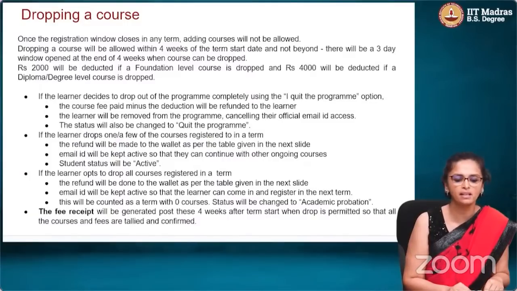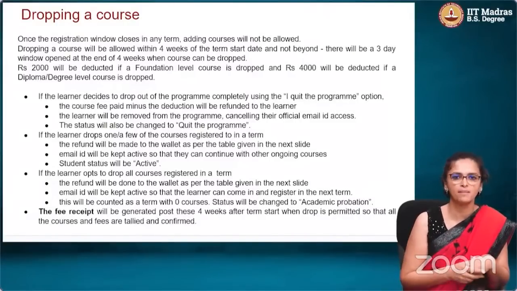So like you can see here, if it is a foundation course, then rupees 2000 will be deducted and the remaining will be put into your student's wallet. And if it is a diploma or a degree level course, rupees 4000 will be deducted and the remaining will be put into your student's wallet that you can use the next time that you come in for course registration.